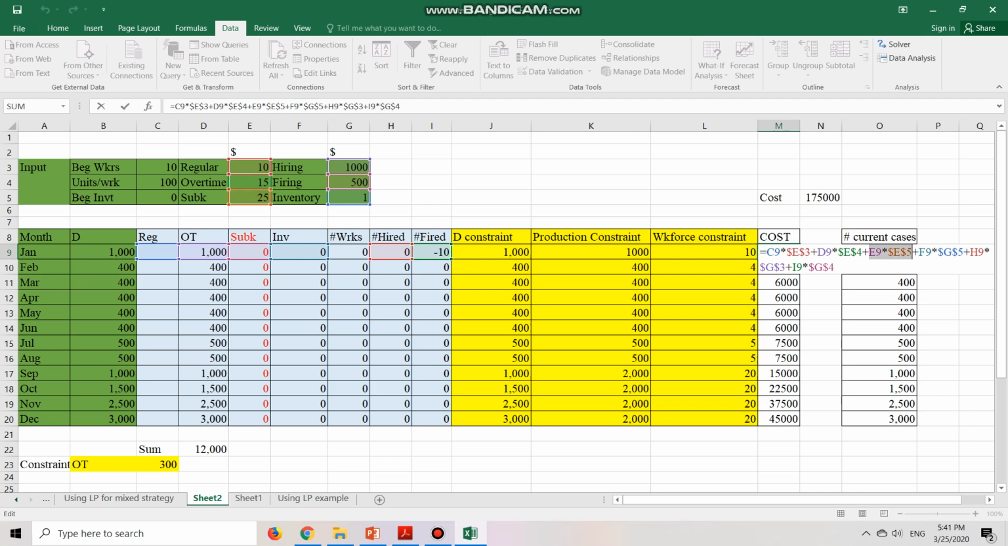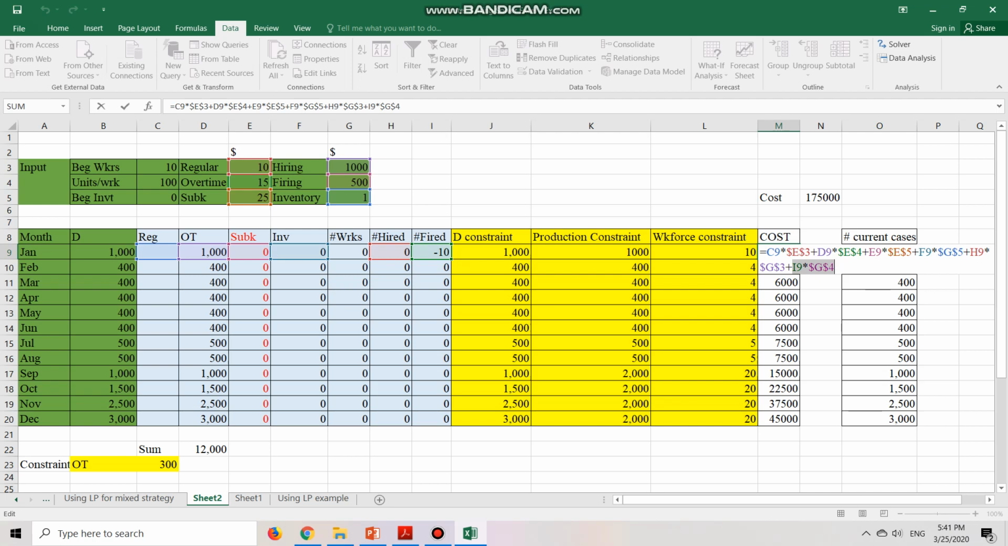And the next one is inventory cost. So inventory cost is equal to the total inventory quantity multiplied by the inventory holding cost per unit per month. And the next one is the hiring cost. So for hiring cost, we have the number of people we hire multiplied by the hiring cost per person. And the last one is the firing cost. So firing cost is equal to the total number of people that we fire multiplied by the firing cost per person.